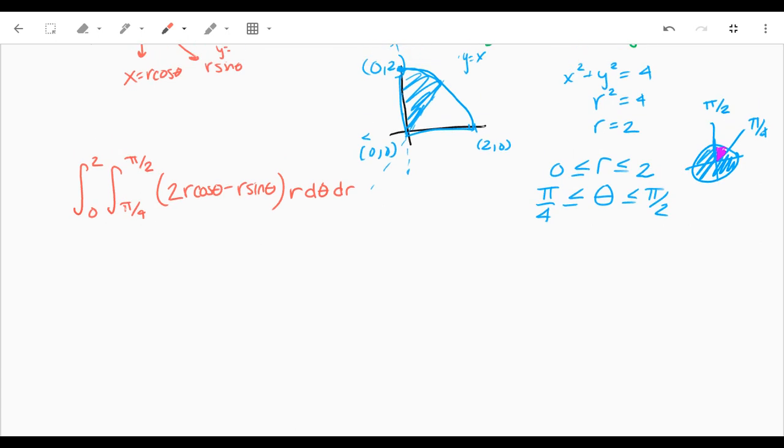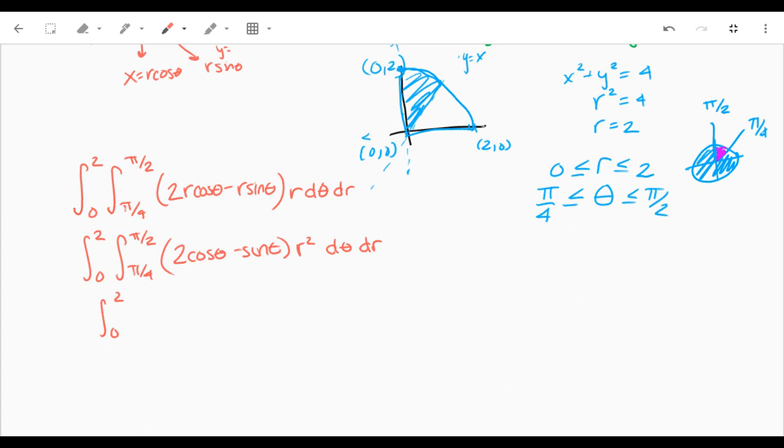So there's actually three different ways I can do this integral. I can do it how it is, so let's do that first. I'm going to integrate with respect to my thetas. But first I'm going to take that r out of the interior. So 0 to pi over 4, pi over 2, 2 cosine theta minus sine theta, r squared d theta dr. So integrate with respect to theta first.